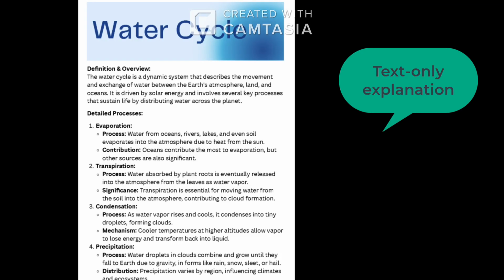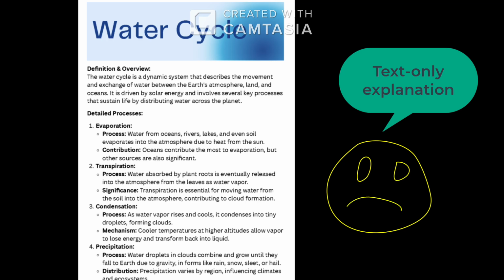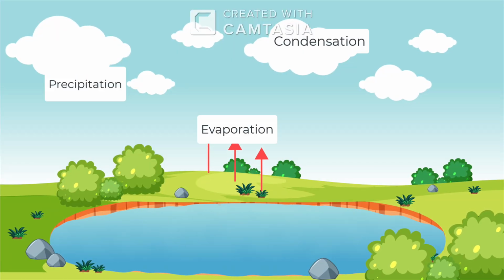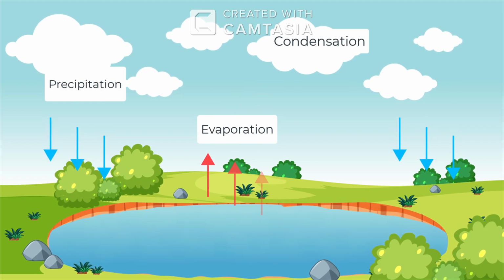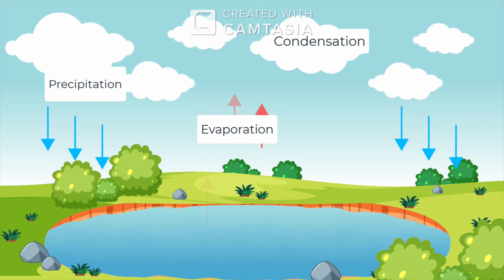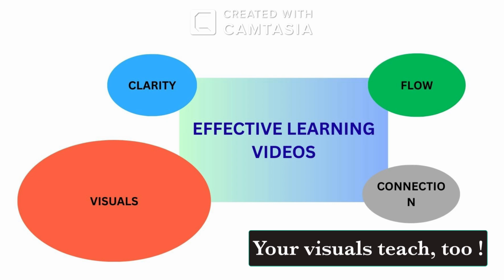Let's take the water cycle for example. First, what it looks like using just plain text. Now, compare that to visuals guiding you through each step. Feels different, right? That's the power of visuals. They make content clearer, more engaging, and way easier to remember.